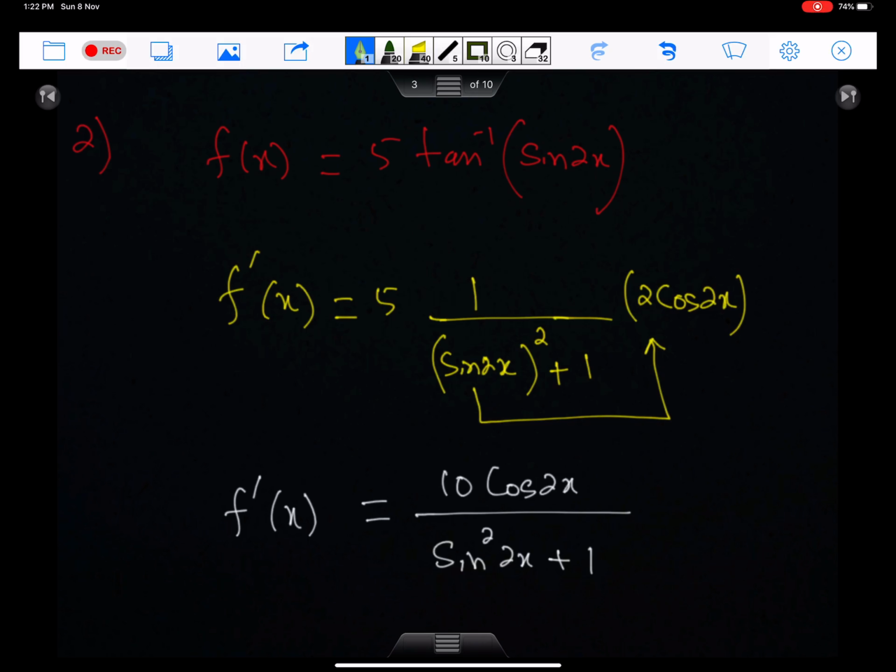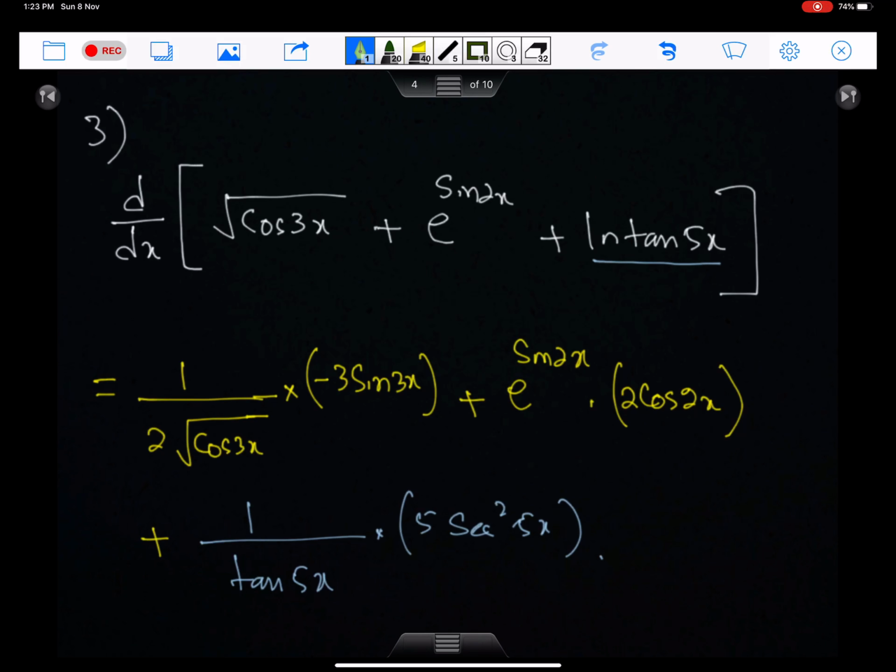Example number 2. We have f of x equals 5 times tan inverse sine 2x. In order to differentiate this, we need to copy the coefficient here, and the differential of tan inverse is 1 upon the function squared plus 1 of the formula, and then we need to multiply this entire thing, in fact this 5 as well, with the differential of this function sine 2x, which is 2 cos 2x. Well, this is the simplified form of the differential of f of x.